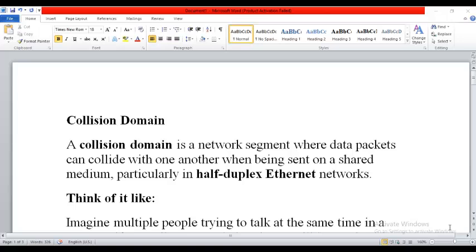Right. What is collision domain and what is broadcast? This is one of the important variation concepts that we should know. You see, the word domain. The word domain shows control, collision control.